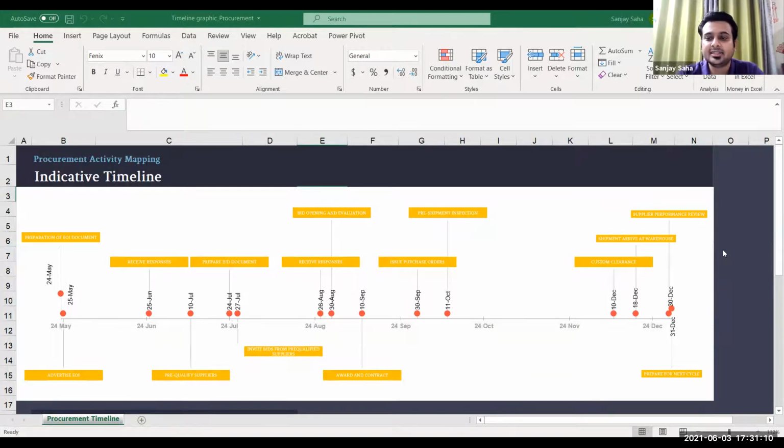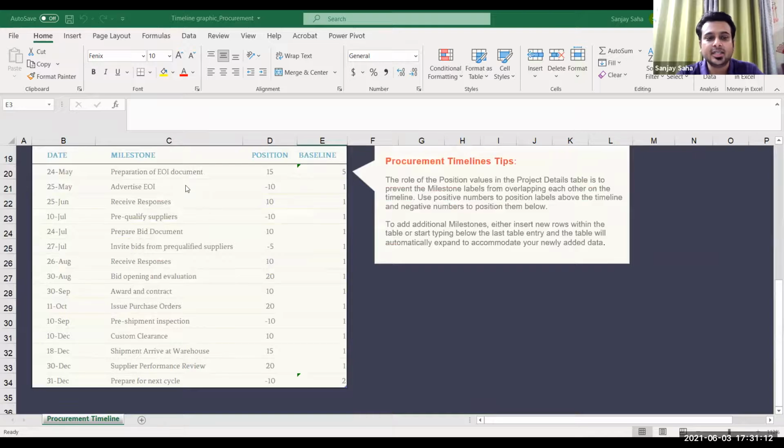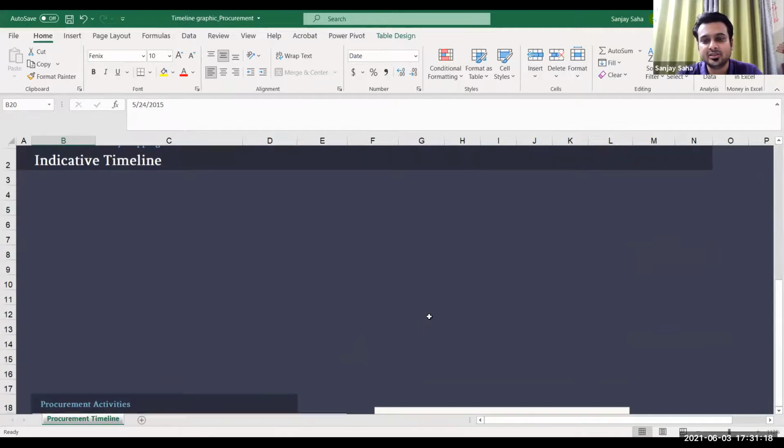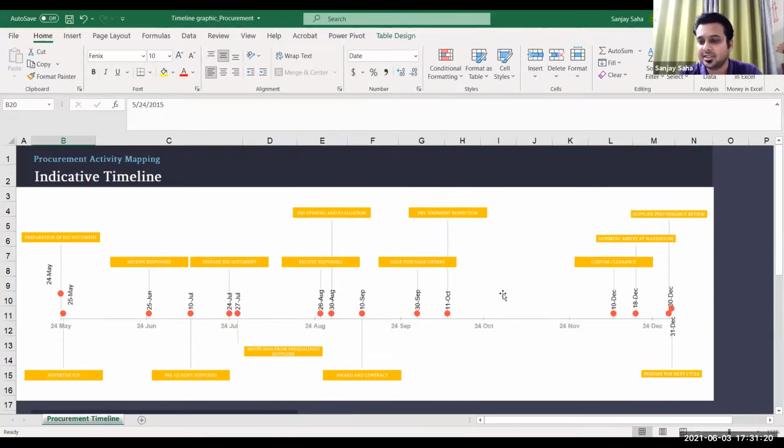So this is a template that I've shared with you as well. You can add your own milestones here. You can add your own dates here, and this graphic will change automatically. And then you can print it on big paper, or on small paper, and put it on your shelves or in your office so that everyone can see the timelines. Okay. So these are the two templates that I've provided as part of this procurement planning lesson.